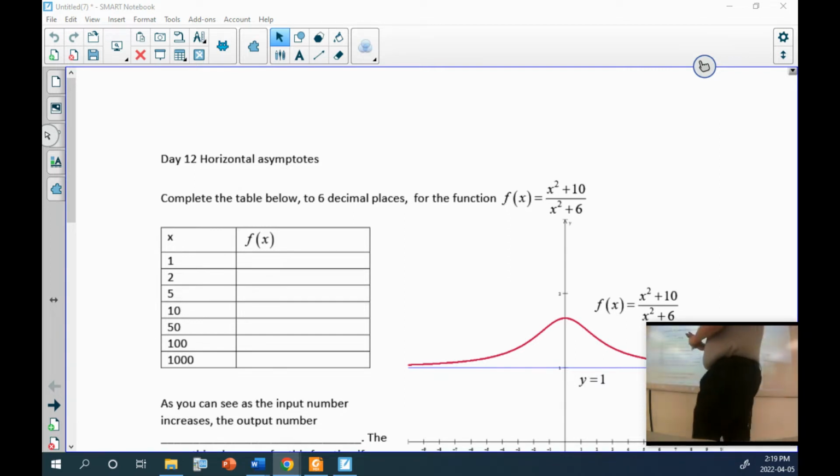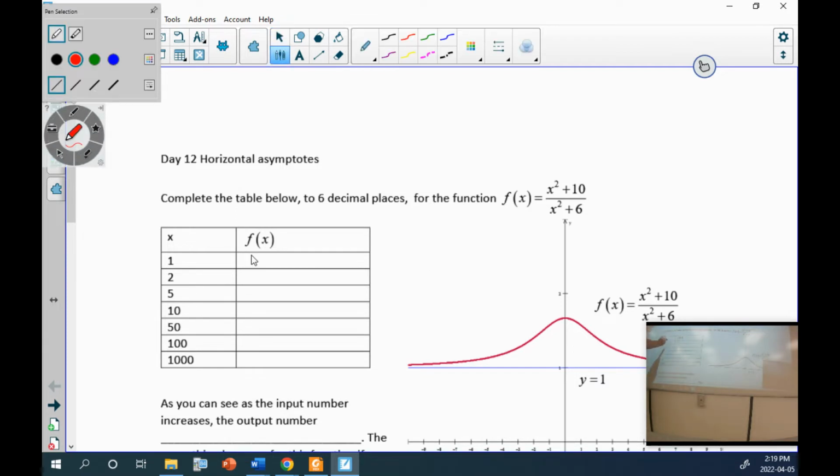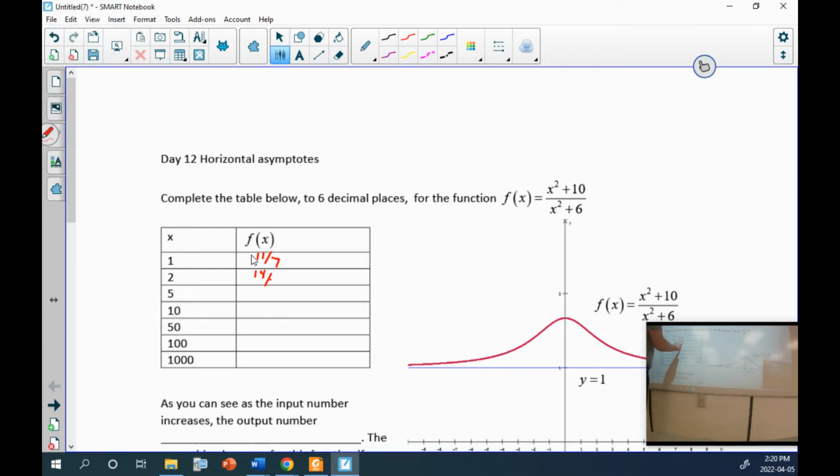Okay, let's take a look at this. What happens when I put 1 into this function? Which function? X squared plus 10 over... so I have 11 over 7, right? What happens when I put 2 into that function? 14 over 10. 5 into that function.